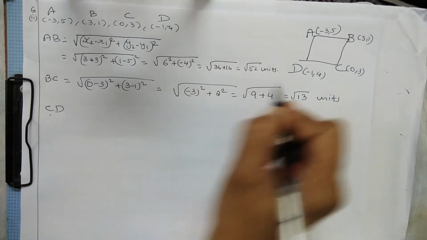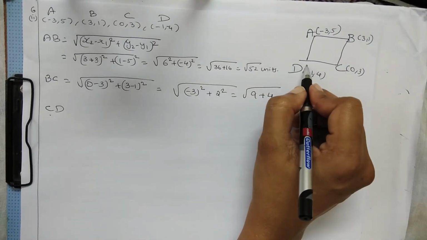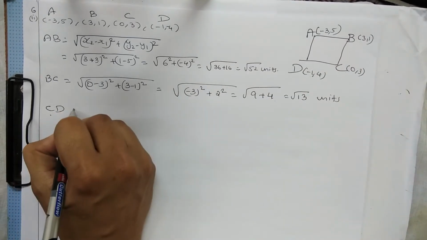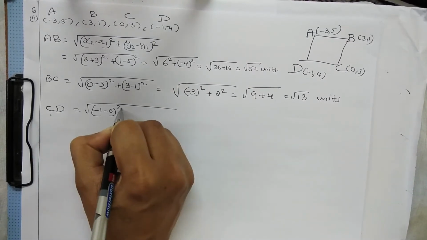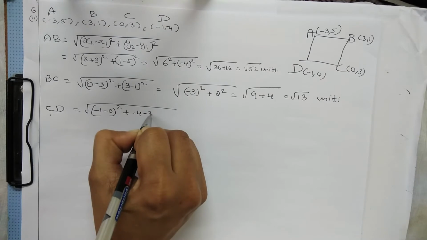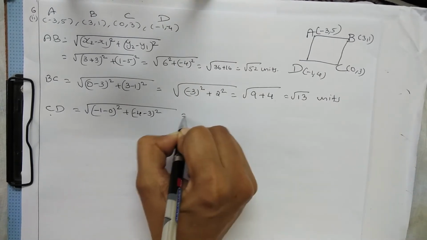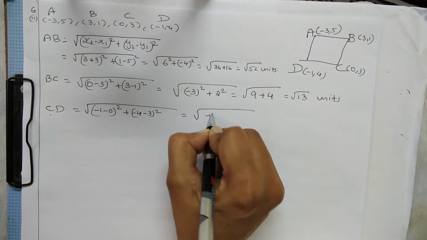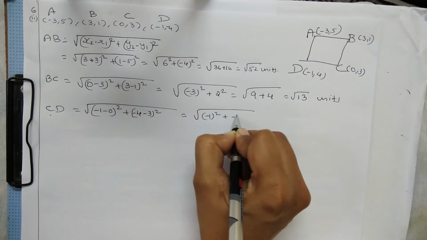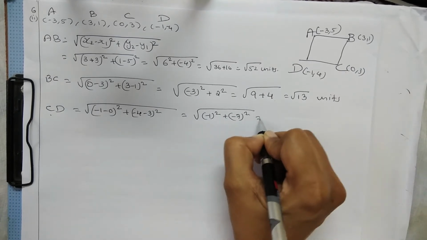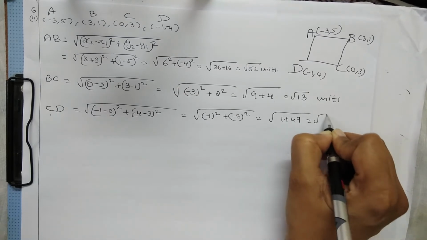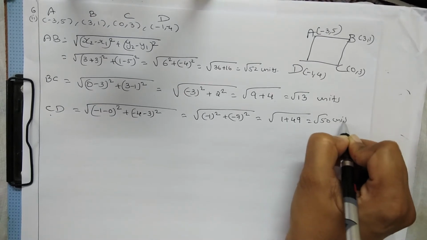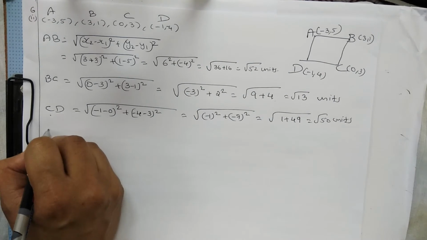C will be x1 y1 and D will be x2 y2. So CD, how will you find out? CD is equal to root of minus 1 minus 0 the whole square plus minus 4 minus 3 the whole square. That is equal to root of minus 1 the whole square plus minus 7 the whole square, is equal to root of 1 plus 49. That is root 50 units. So all different. Three sides are different. Then the fourth one also will be different.